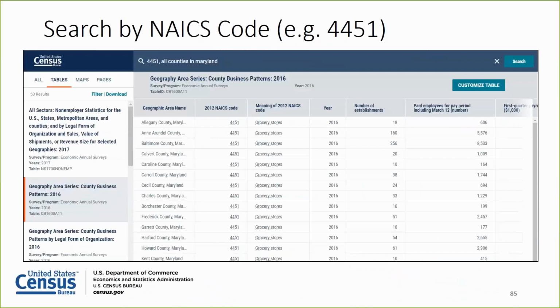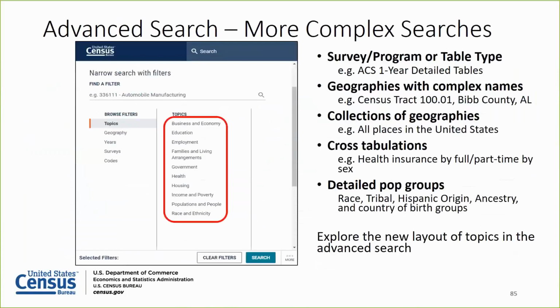Also a great way to do it, like we said, is the NAICS code. What we did here was to just type in 4451 for all counties in Maryland, and it pulls up the County Business Patterns table for grocery stores. Now that's some of the things that you can do with the single search bar.